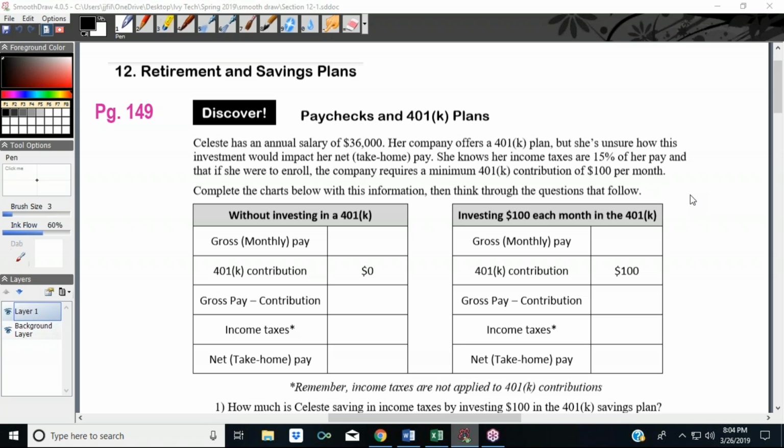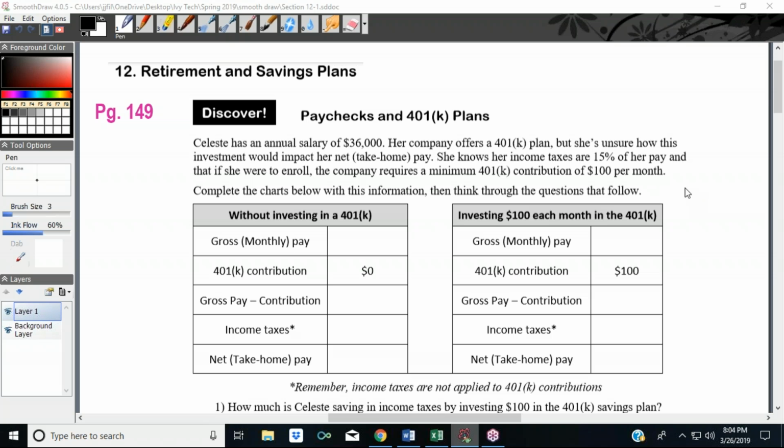So we're going to start off here and look at the top of page 149. And it says here we're looking at paychecks and 401k plans first. So it says Celeste has an annual salary of $36,000. Her company offers a 401k plan, but she's unsure how this investment would impact her net or take-home pay. She knows her income taxes are 15% of her pay, and that if she were to enroll, the company requires a minimum 401k contribution of $100 per month.